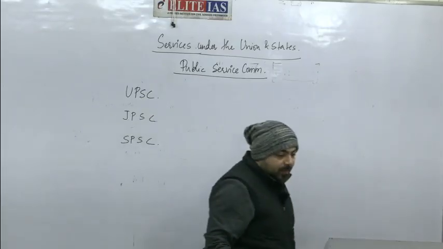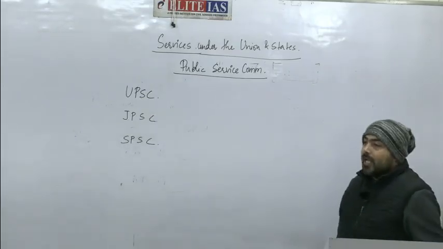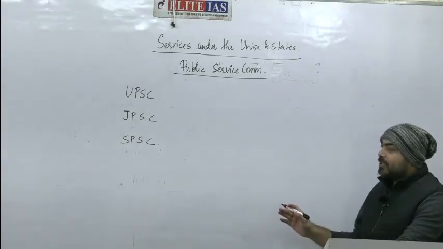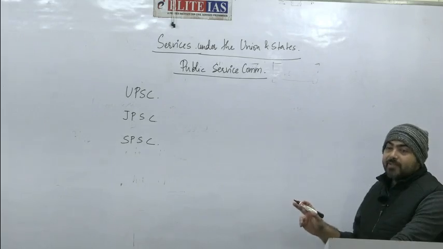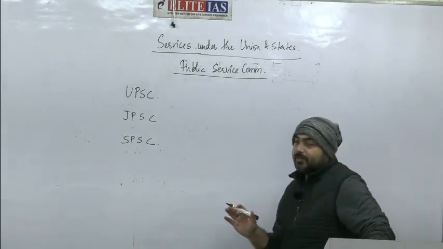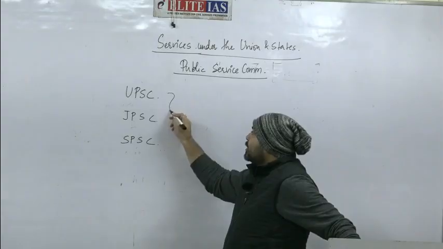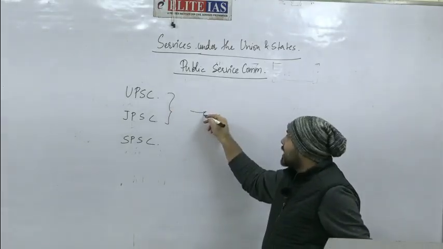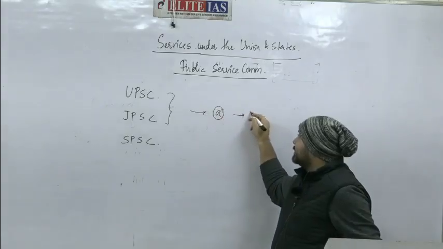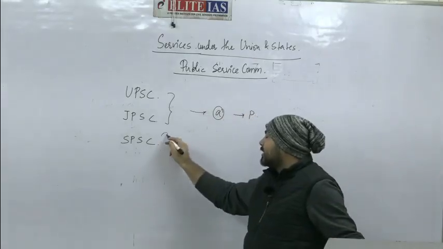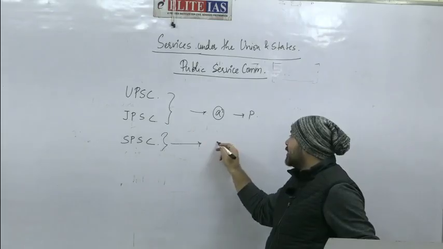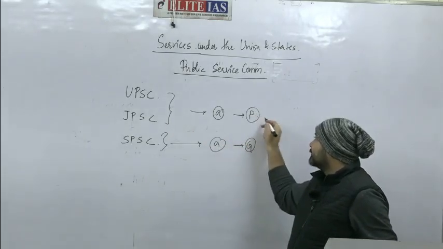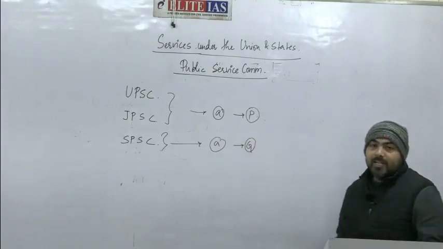When we talk about Public Service Commission, there are basically three types: Union Public Service Commission, Joint Public Service Commission, and State Public Service Commission. The members of the Union Public Service Commission and Joint Public Service Commission are appointed by the President, whereas the members of the State Public Service Commission are appointed by the Governor.